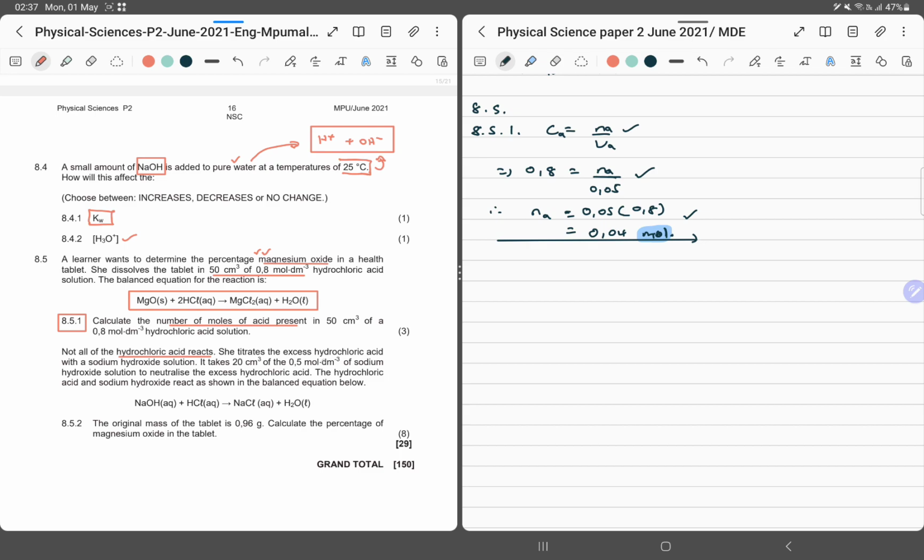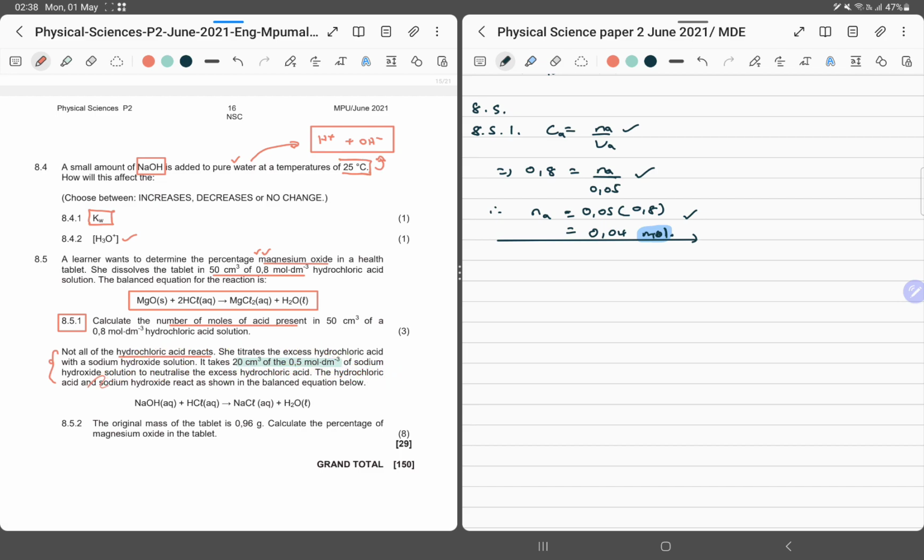Now we're told she titrates the excess hydrochloric acid solution with a sodium hydroxide solution. So we're doing an acid-base reaction basically. It takes 20 centimeter cubed of 0.5 mole per decimeter cubed solution of sodium hydroxide to neutralize the excess hydrochloric acid. So nothing remains after the second titration.